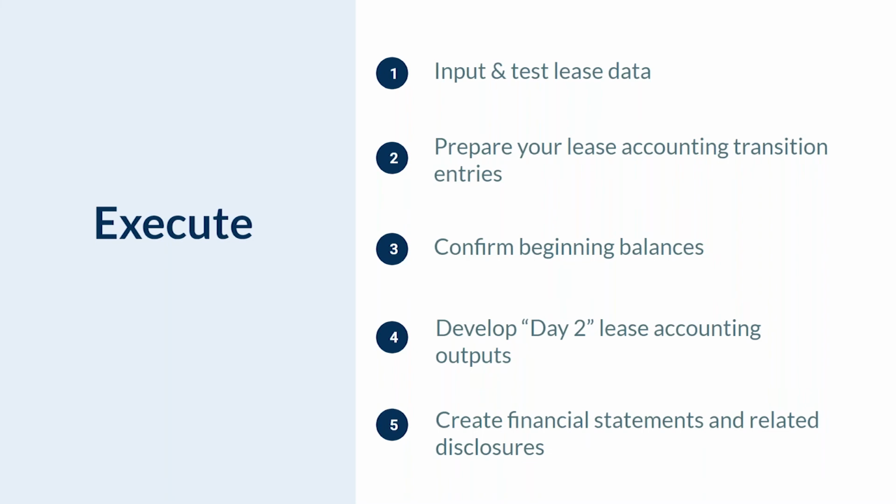Execute your transition plan by 1, inputting and testing your lease data, 2, preparing your lease accounting transition entries, then confirming and reconciling the beginning balances. You want to do this step before recording any activity if your system allows it, so you can be sure to easily spot and correct any errors before you get started. Develop day 2 lease accounting outputs. You should have been thinking about these processes and policies, so this should be a relatively easy pivot to maintenance entries. And then finally, you'd create your financial statements and required disclosures.